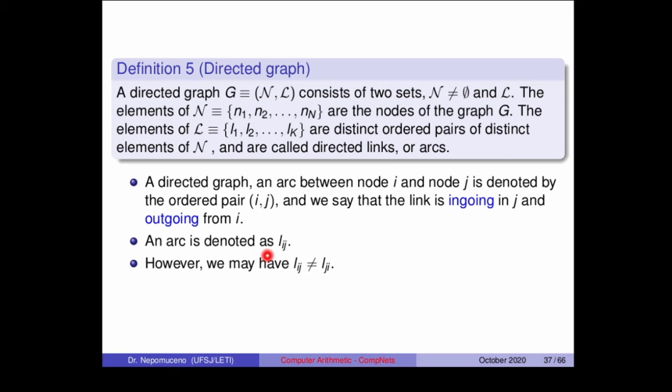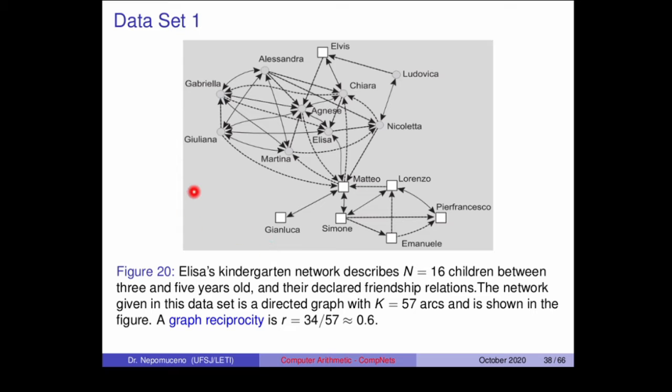An arc is denoted as I to J. However, the arc from I to J is different from the arc from J to I. So you can say that it's a different path from one node to another one. So this is, for example, dataset 1. You can get this data from the website, and you can see that it's quite interesting and simple as well.